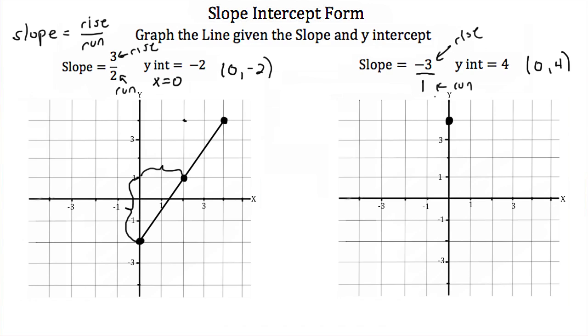So since our rise is negative, we're going to go down 3, and then over 1. And put another point. Then we can do this again, down 3, and over 1 is our next point. Then we'll connect the dots, and that is the graph of our linear function with a slope of -3 and a y-intercept of 4.